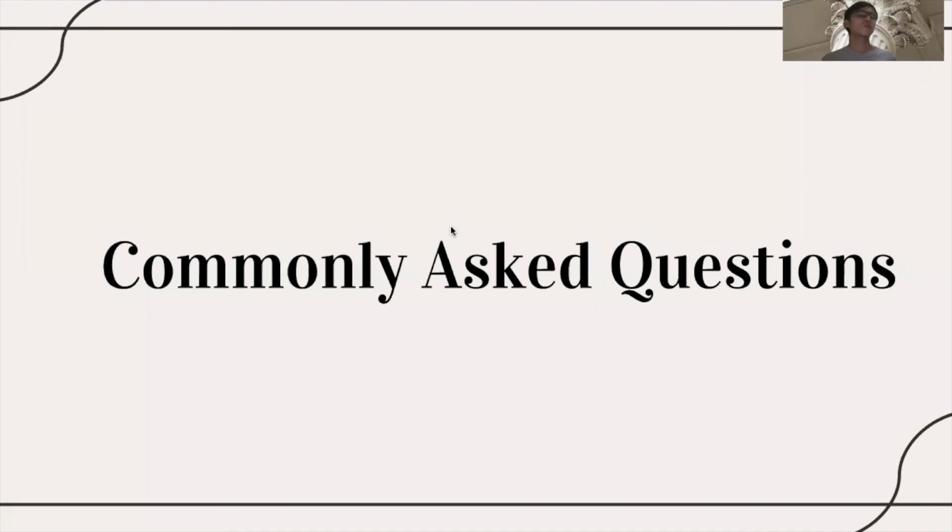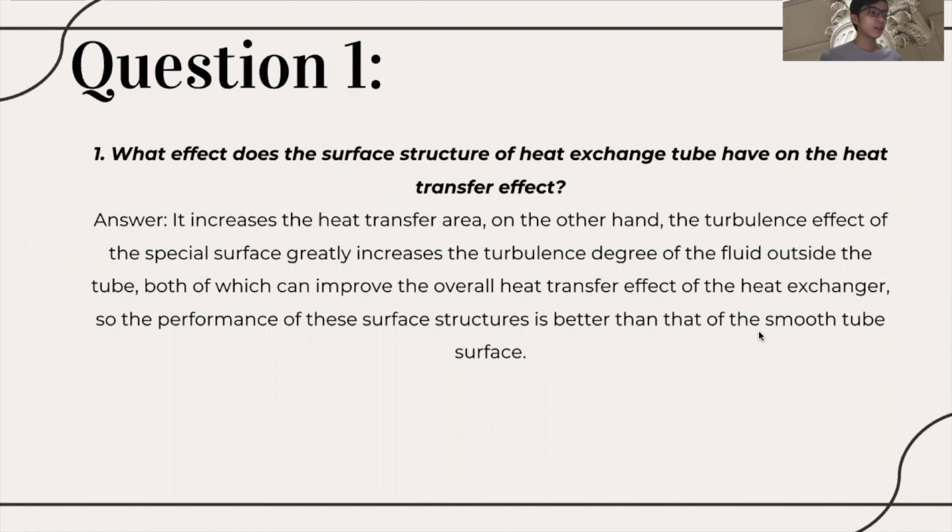And going to the last portion of our presentation, we have here some of the frequently asked questions. First off, what effect does the surface structure of heat exchange tube have on the heat transfer effect? To answer that, it increases the heat transfer area and the turbulence effect. This special surface greatly increases the turbulence degree of the fluid outside the tube, both of which can improve the overall heat transfer effect of the heat exchanger. So the performance of these surface structures is better than that of the smooth surface.